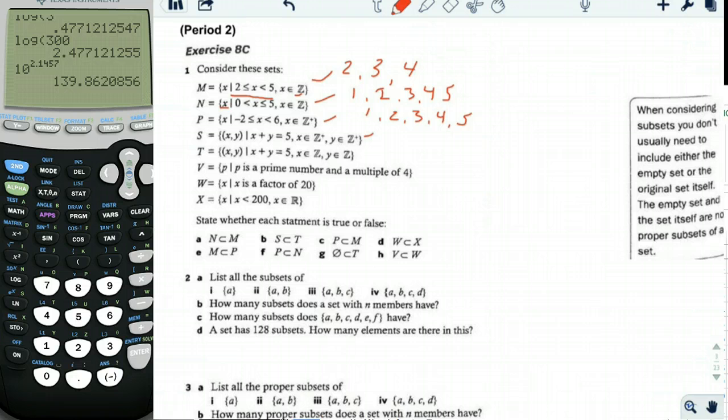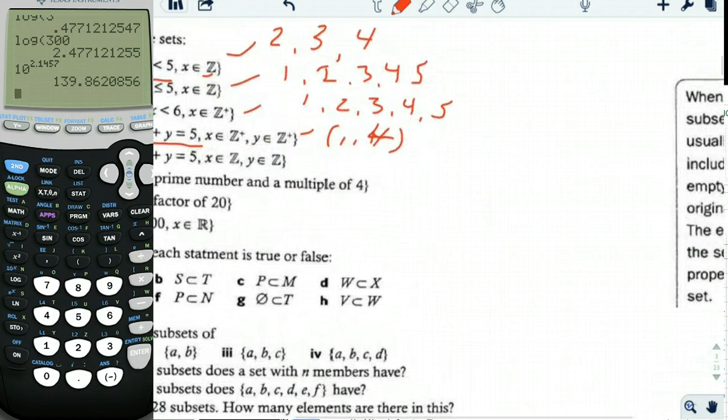And then S would be any coordinate pair x, y that is on the line x plus y equals 5, with x and y being positive integers, so that could be 1, 4. That could be 4, 1. That could be 2, 3. That could be 3, 2.